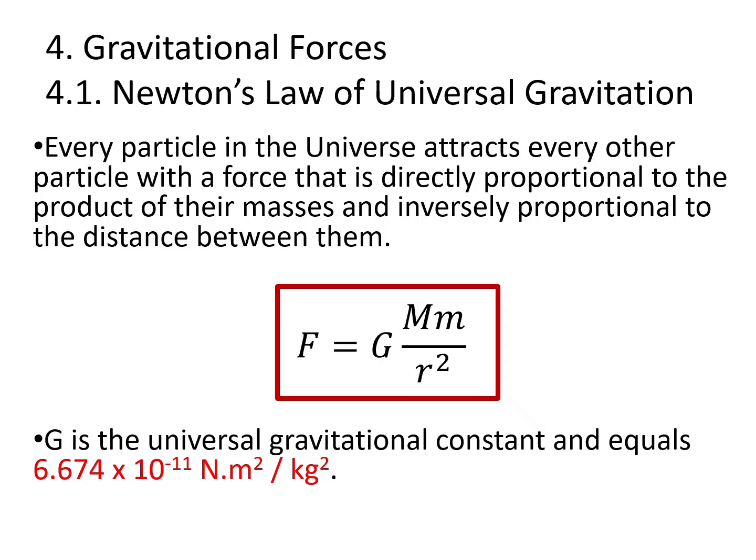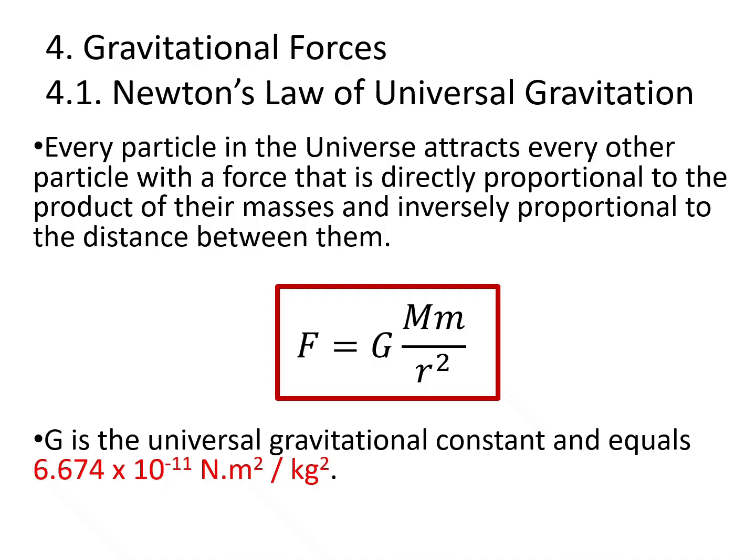Newton's law of universal gravitation states that every particle in the universe attracts every other particle with a force that depends on two things: the mass of the objects and the distance between them. The equation is F equals G times capital M times lowercase m divided by r squared.